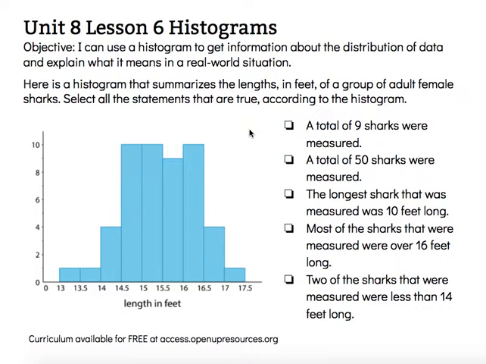We're looking at Unit 8, Lesson 6, Histograms. The objective says I can use a histogram to get information about the distribution of data and explain what it means in a real-world situation.